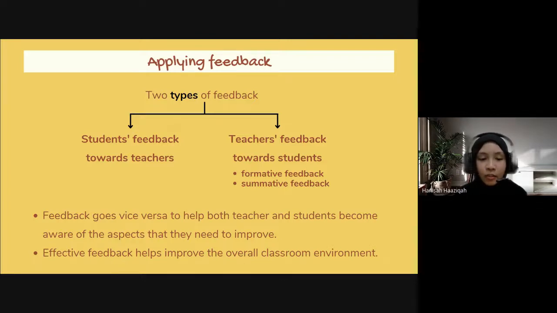So the importance of feedback is to help both teacher and students become aware of the aspects that they need to improve. Effective feedback from both teachers and students could help improve the overall classroom environment.